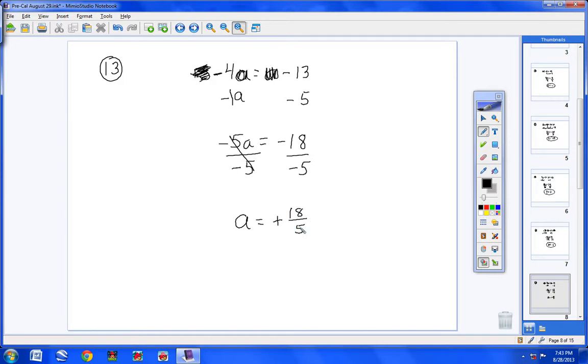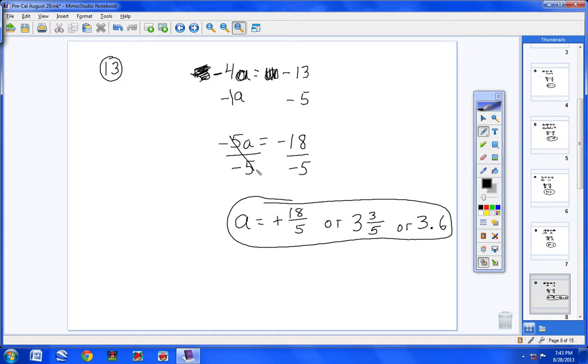and 18 over 5 is just simply 18 over 5. Or do you know what another answer you could put is? Or 5 goes into 18 3 times with 3 left over, so you could say 3 and 3/5. Or 18 divided by 5, use a calculator if you need to, you'll get 3.6. All of those answers are the same thing. It doesn't matter which one you use.